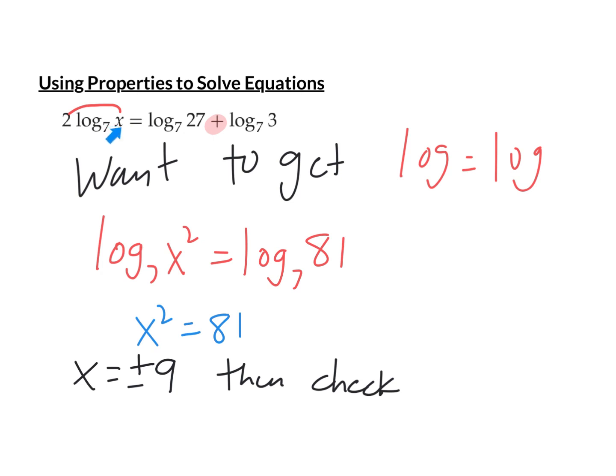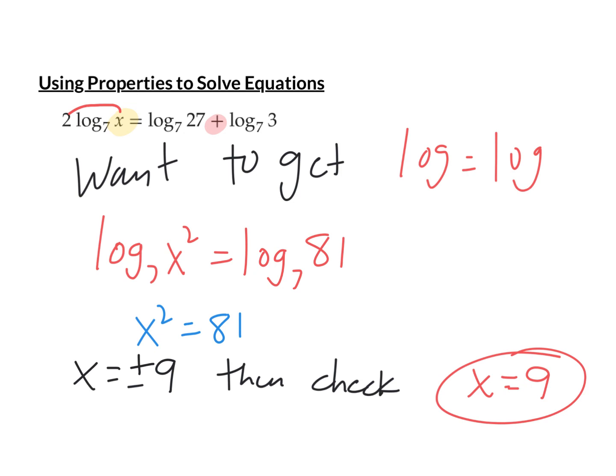Yes. Can this number next to the log be negative? No. So negative 9 does create a problem. So I got to throw the negative 9 out. Okay, so my only solution is x equals 9. That's the extent of the check.